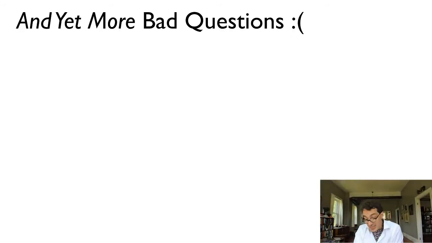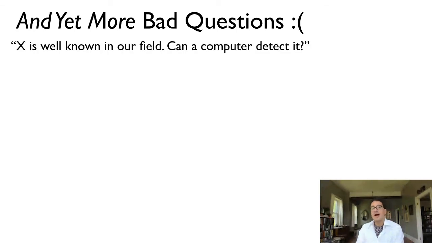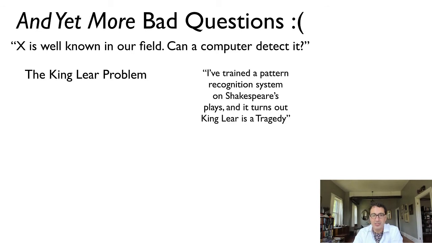Yet more bad questions. This is an example of: can method X do thing Y? It's still bad, but here we go. X is a well-known problem, X is a well-known fact in our field. Every historian of this knows X. Can a computer, potentially with a really sexy archive, detect it? So Rebecca Spang and I have called this the King Lear problem. The King Lear problem is, after 3 years, you are able to say the following. I've trained a pattern recognition system on Shakespeare's plays. I have this 8-level neural network. It's PyTorch. We stole $100,000 from the history department, and we ran it on the Amazon cloud.